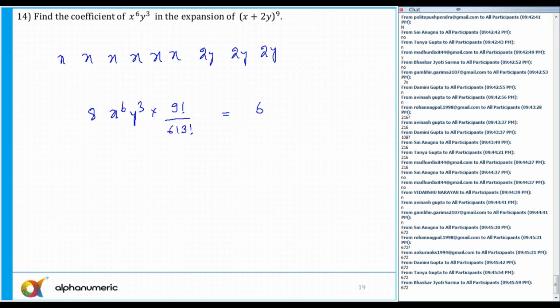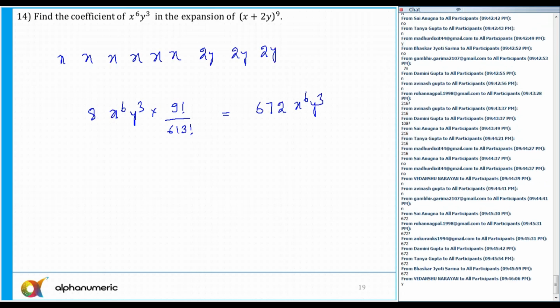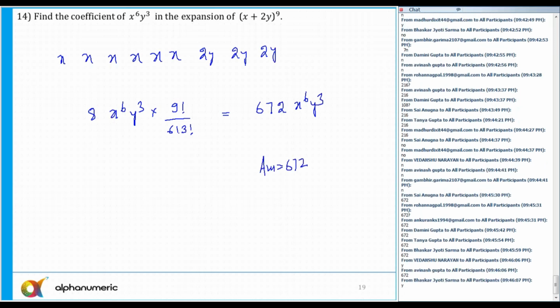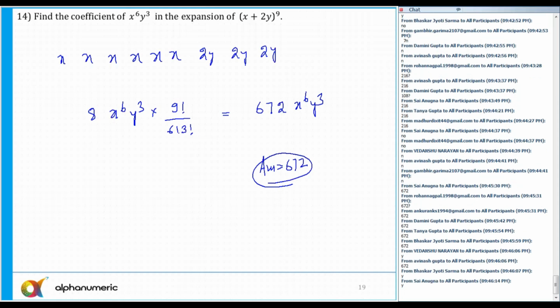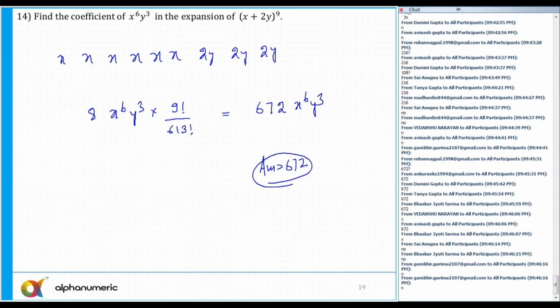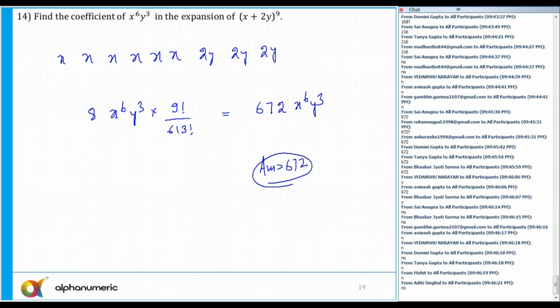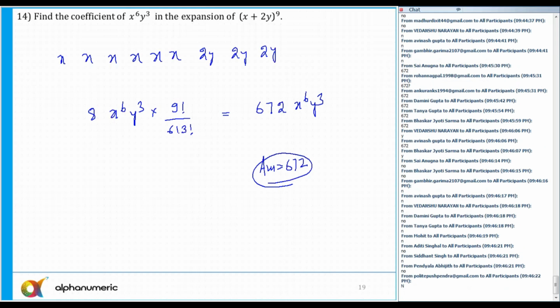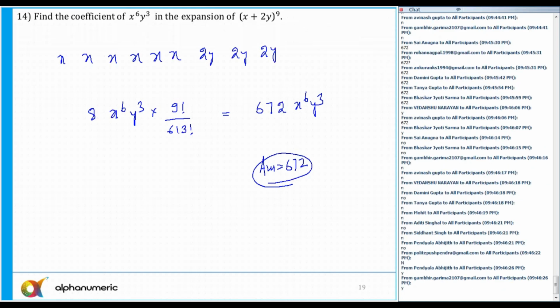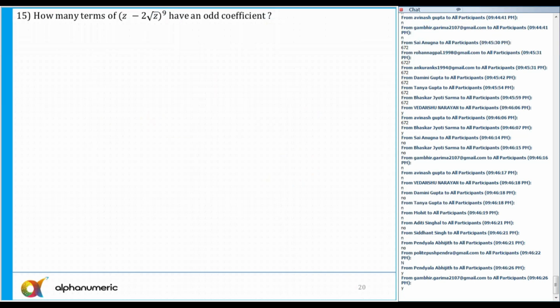So all of you are getting 672. Please tell me. All right. So the answer is 672. Perfect. So any doubts to anyone now? Tanya, Sunil, Vedansu, Siddhant, Sai, Rohan. So can I move to the next slide now? Try this. Question number 15.